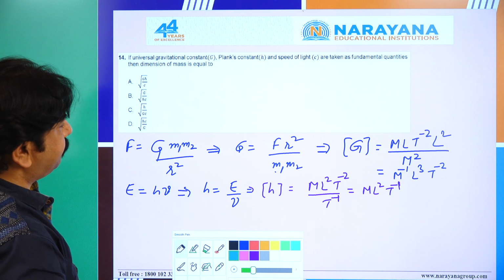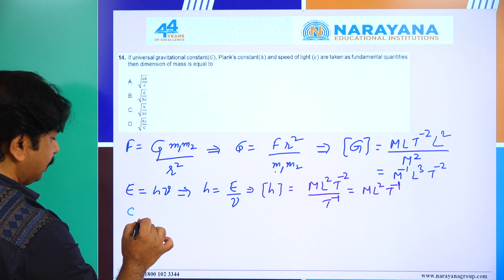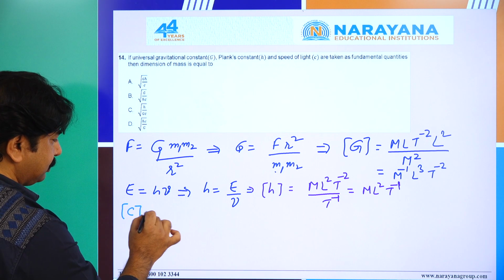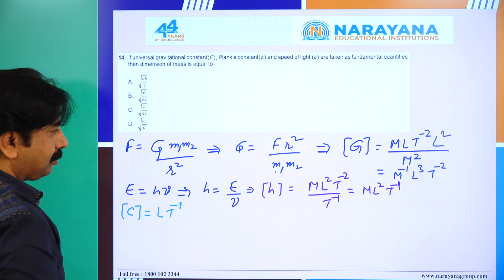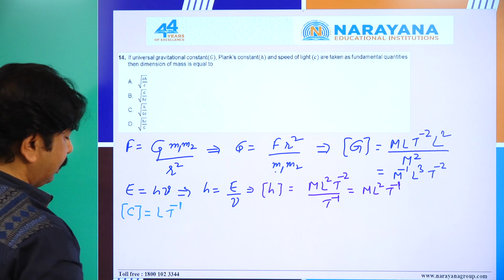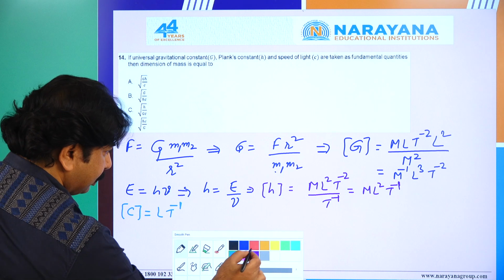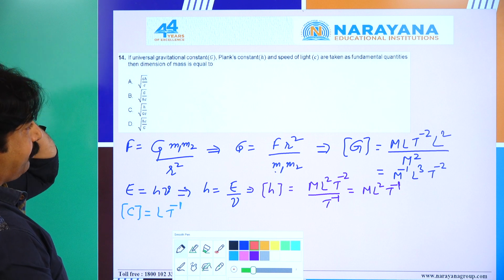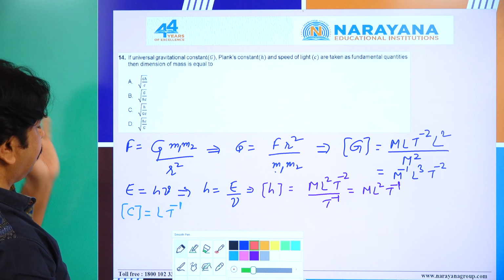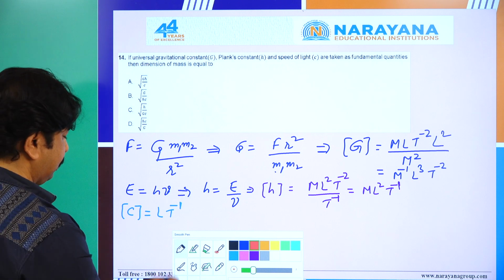Third one is the speed of light. Directly we can write the speed of light is equal to L T power minus 1. Now we want to write here very clearly about the answer. M in terms of G, E and C we have to write.